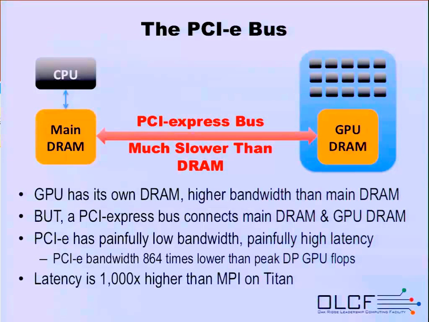It has a latency that's about 1,000 times higher than MPI, at least for Titan. MPI has a latency of about a microsecond going from one node to the next. The PCI Express bus is more like a millisecond. So it's pretty painful if you're not pumping through much data. And it's 864 times slower than peak flops on Titan. And that's double precision flops. The single precision flops are 3 times that. So this is the kind of numbers we're looking for.